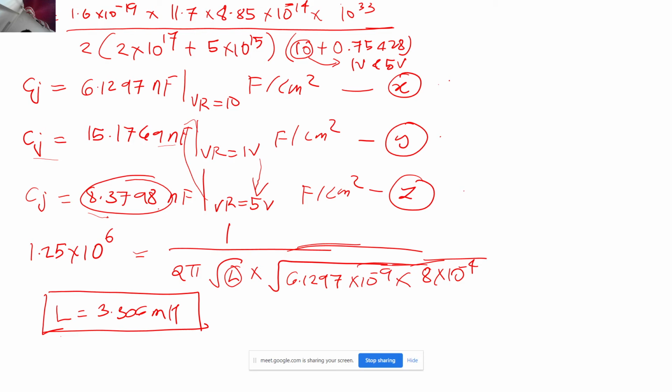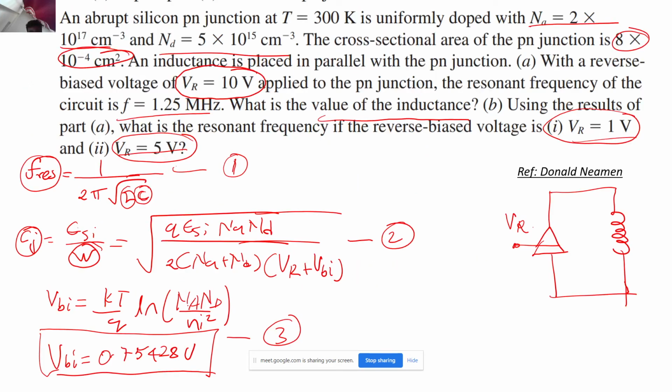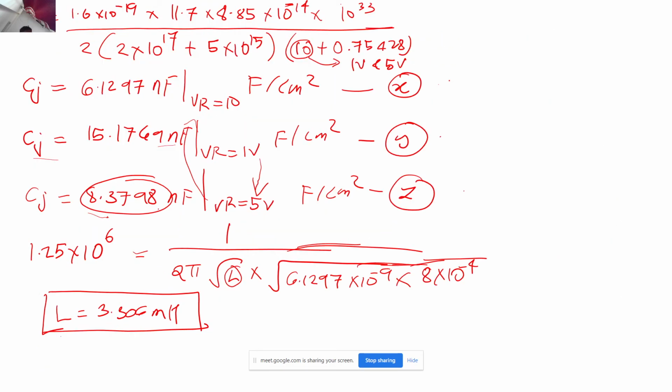Which equation? X. It is coming out to be 1 point. One second, I will check again. Let me see if I have put everything correctly. Cj square, q I have put correctly, epsilon si I have inserted correctly. Na Nd's product is 10 to the power 33, that is correct. The 2 is correct, the Na plus Nd is written correctly, and Vr plus Vbi, Vbi we have calculated correctly. Okay, let me do the calculation on my calculator.